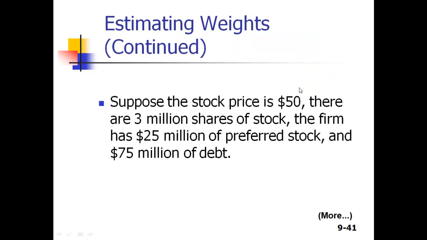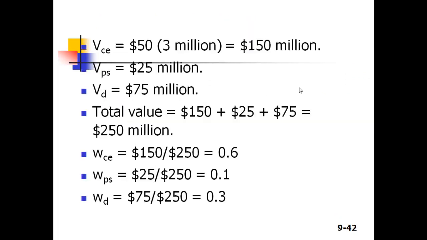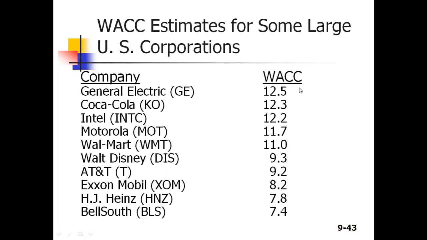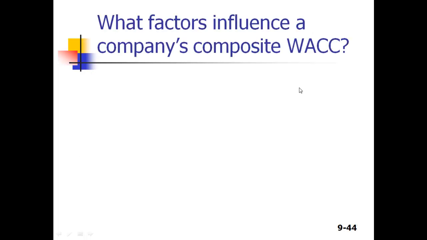Okay, suppose the stock price is 50. There are 50 million shares. This I want you to do for homework. Okay, it's fairly straightforward. All you are doing is the weightage. This is just telling you for some large companies in the US, what is the weighted average cost of capital.